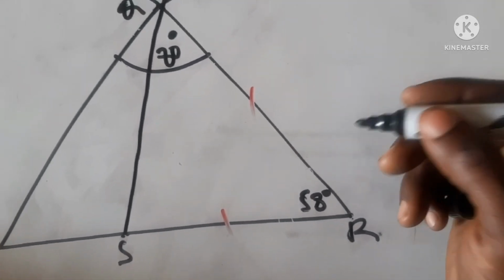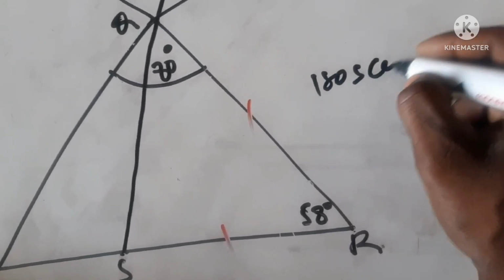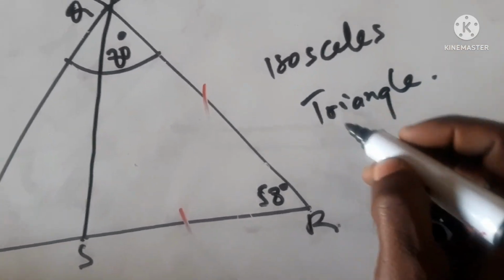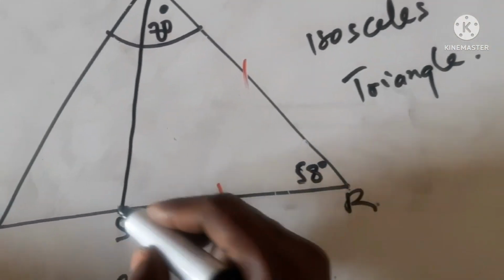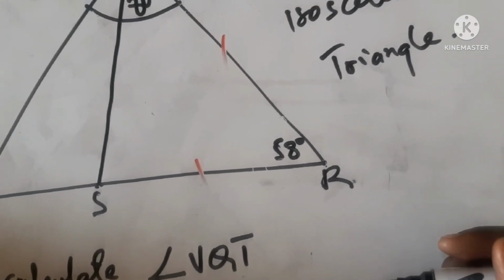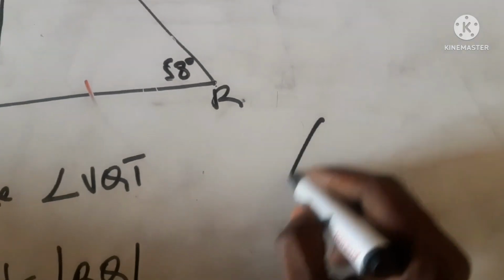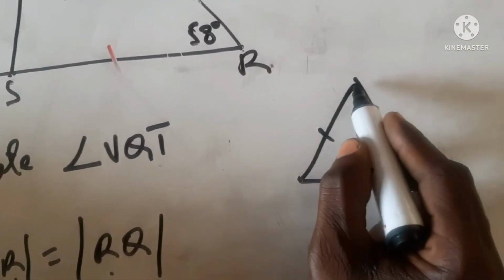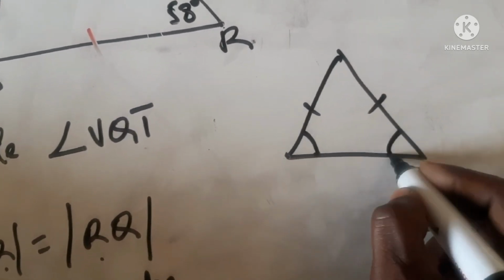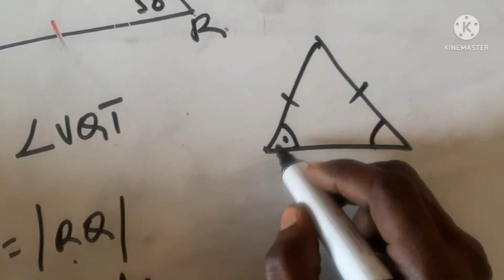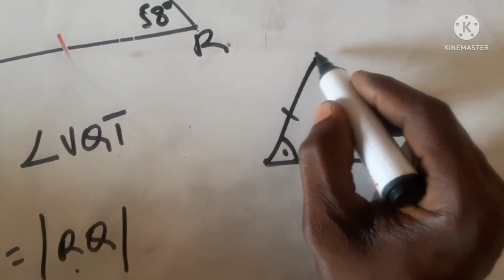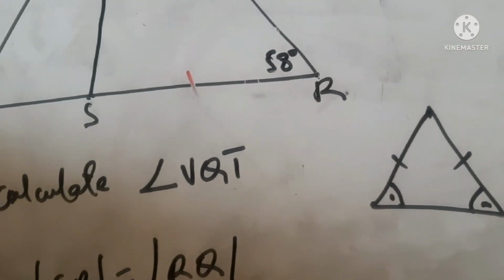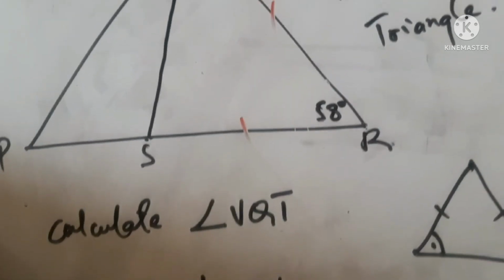If they are equal, in mathematics we call that an isosceles triangle. Meaning two sides of a triangle are equal, and of course if they are equal, they have equal angles. So let's say this is a triangle that you are having. Look at where the symbol is. If the symbol is somewhere, it means these two sides are equal, and these two angles are also equal. That is one thing you have to use to solve this problem.